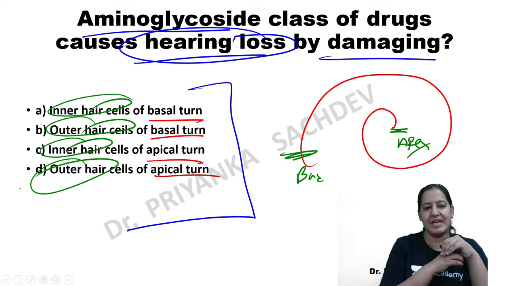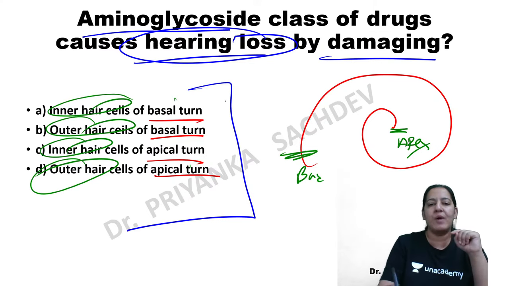What do you want to say? First, base or apex, decide. So, the answer is base, not apex. No Praveen, no Priyanka, not apex. The damage starts from the base.